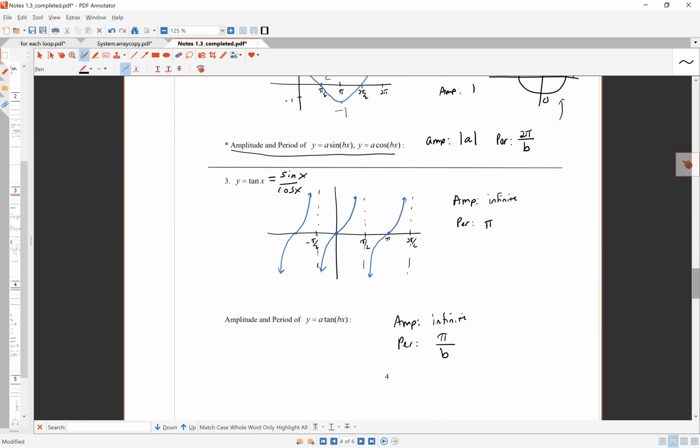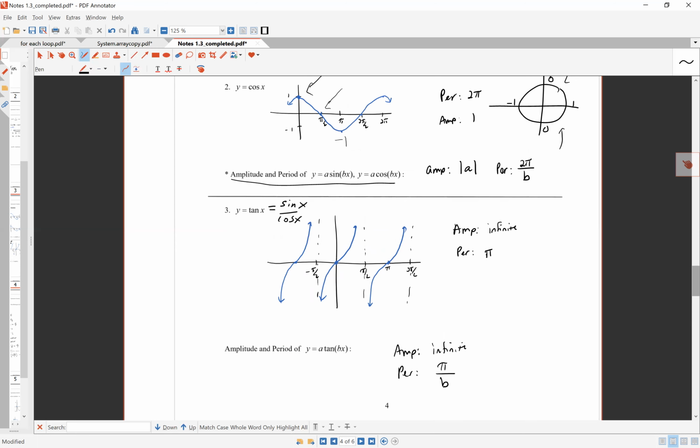Now the amplitude of tangent: remember the amplitude is the highest point of a graph, like the amplitude of cosine is 1, because that's the highest point on the graph. Well, tangent just goes up and up and up, so the amplitude is infinite. And the period of tangent is actually pi. So the period of tangent of bx is pi over b. I'm not sure it's something we really use a lot, but I'll remind you of that when we need it.